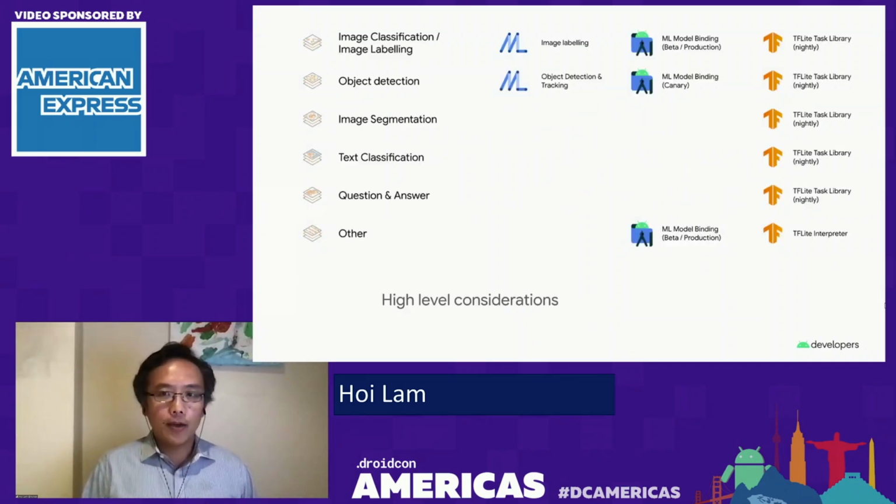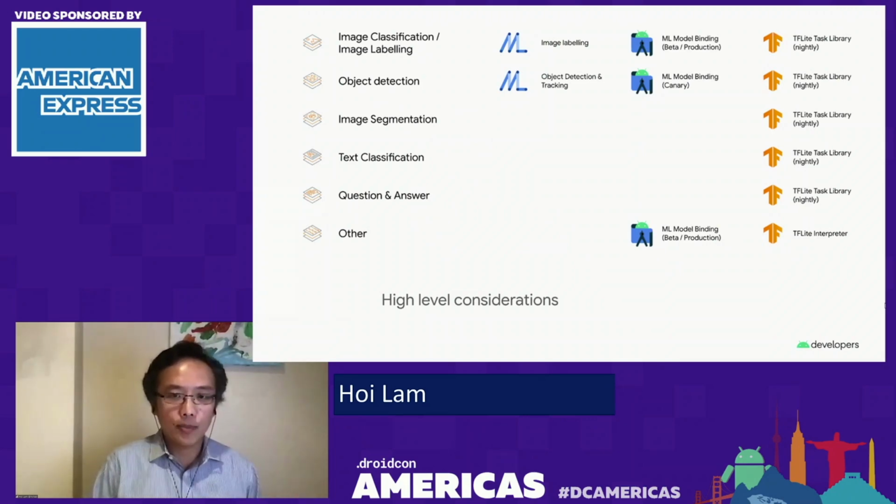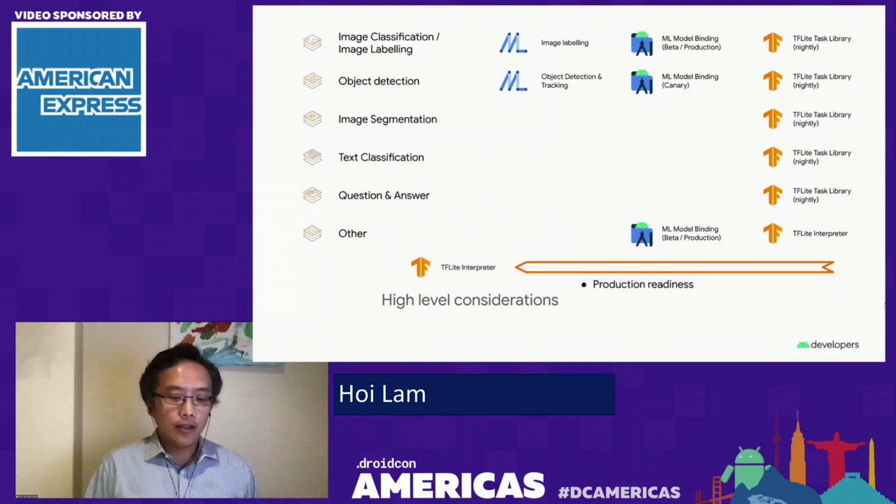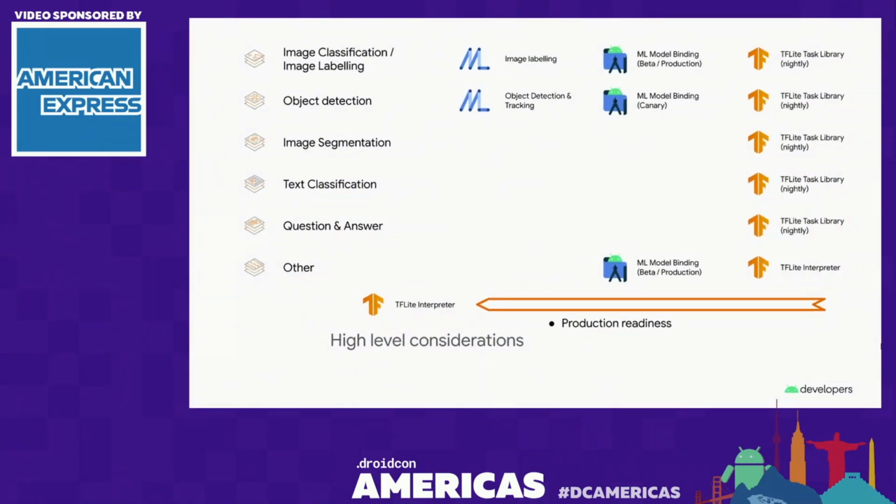First of all, the three different solutions do not support all the different scenarios. Here at the high level, these are the scenarios that they do support. The first thing that you might want to consider is production readiness. Like I said, ML Kit has been around for a couple of years, and ML model binding has just turned production, whereas the TF-Lite task library is nightly. So in terms of production readiness, it's basically in that order. ML Kit is the most production ready, in addition to the TF-Lite interpreter, which has been running for the last couple of years since the start, really. And that's something you need to consider.